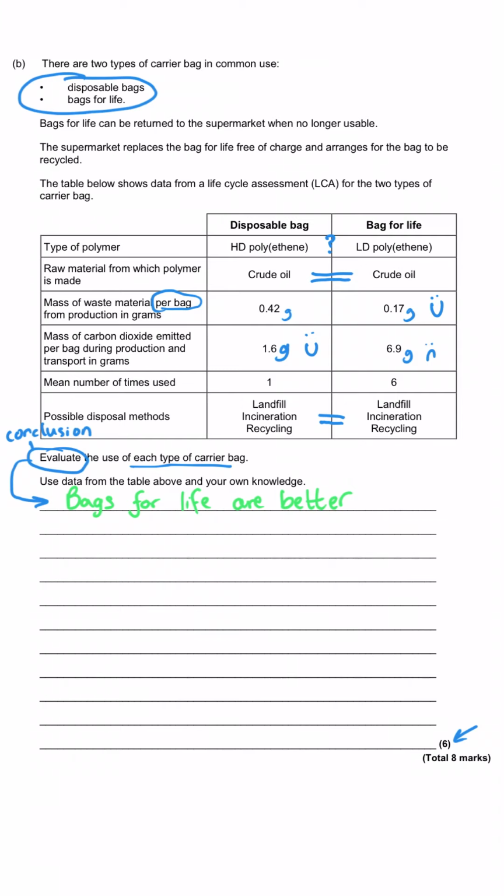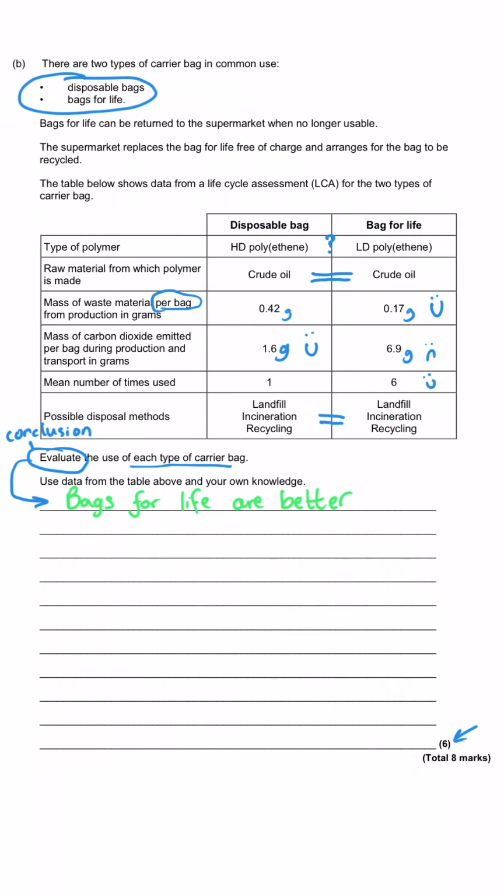And then last of all, the mean number of times we can use the bag. So disposable bag, you use it once, whereas the bag for life, you use it 6 times. So what we could do then is we can just take a look at this and say, well, the bag for life has got 2 smiley faces, and it's got 1 sad face, and it's got 2 which are complete draws.